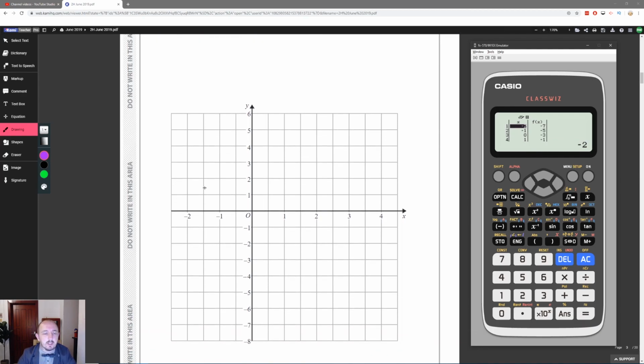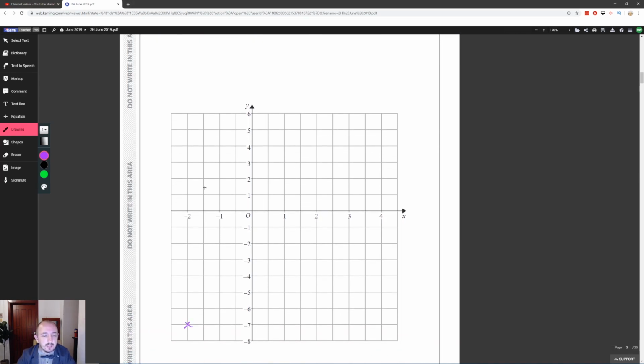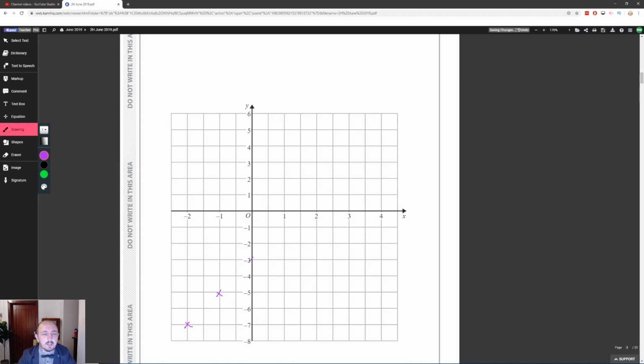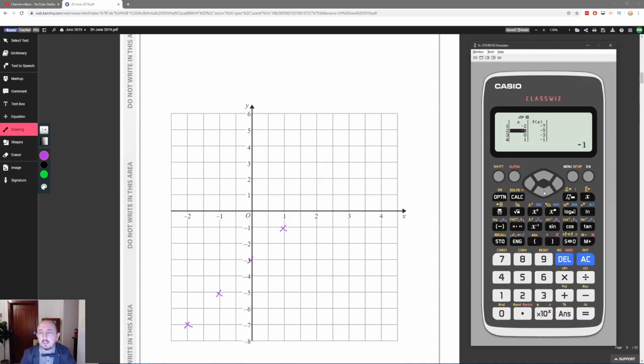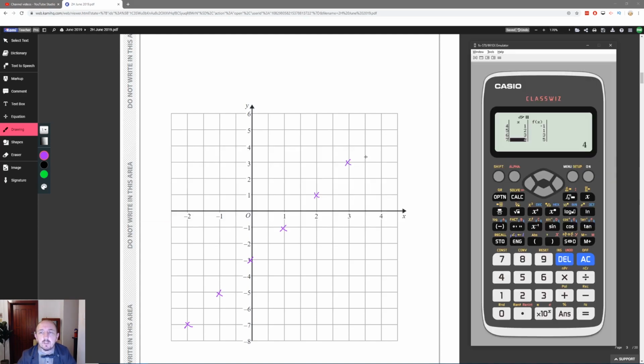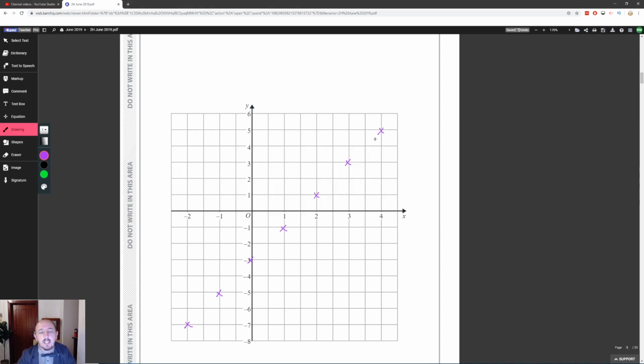So we can plot these now. Negative 2, negative 7, negative 1, negative 5, and we go through like that. 0, negative 3, 1, negative 1, 2, 1, 3, 3 and 4, 5. And in an exam you would draw those together with a straight line, with a pencil and a ruler.